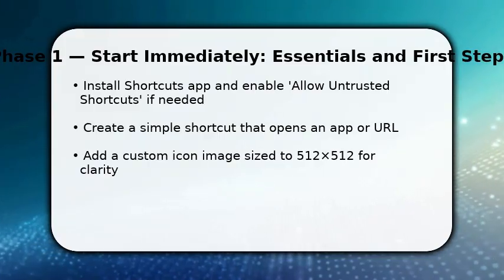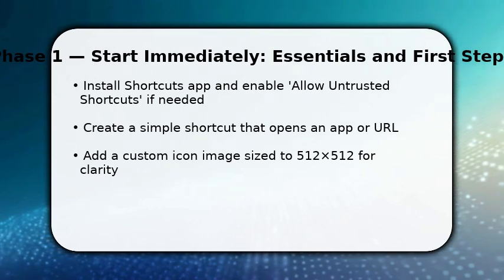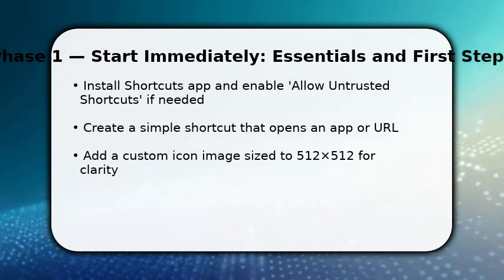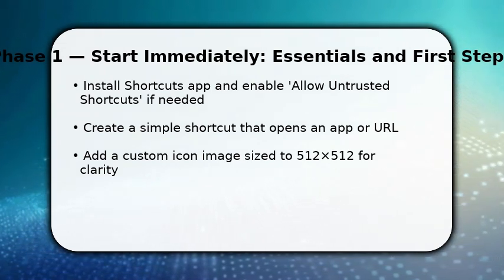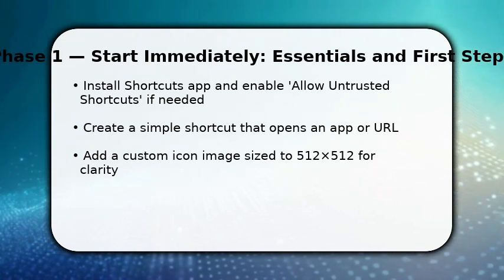You start by preparing the essentials. Shortcuts must be installed and permission configured. Once done, create a new shortcut that opens the app or URL you want. Make sure to name it concisely so it fits on the icon.